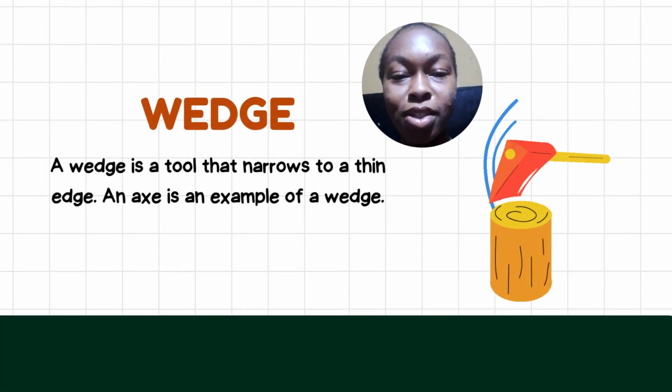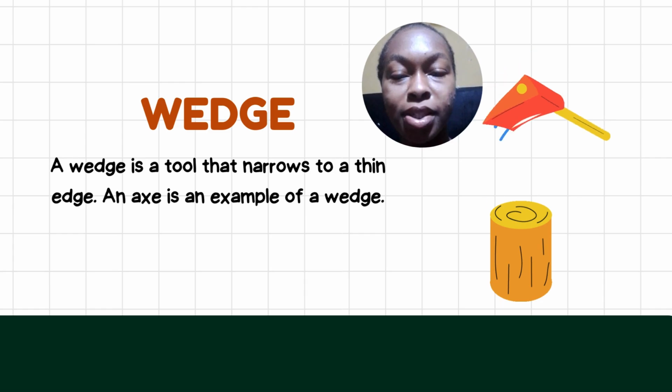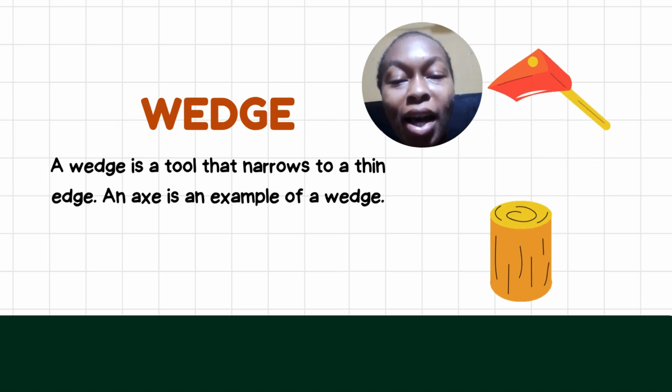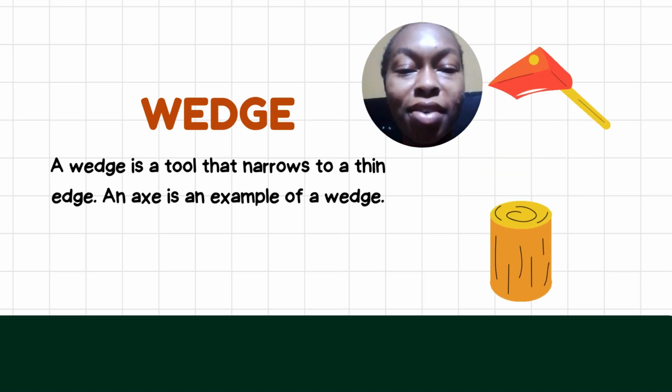The next is a wedge. A wedge is a tool that narrows to a thin edge. And an example of a wedge is an axe. In the forest, some farmers use an axe to cut down trees. This is only possible because of the wedge of the axe that is used to cut down the trees very easily.